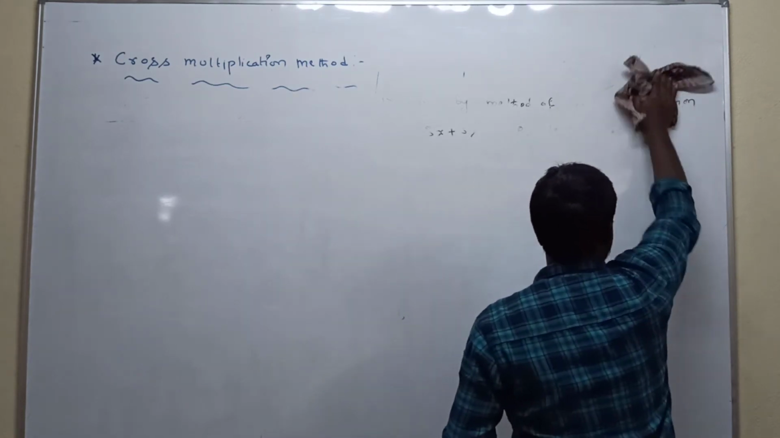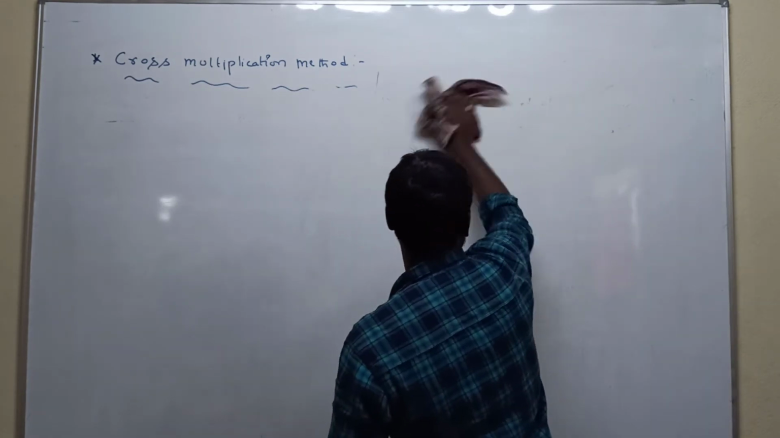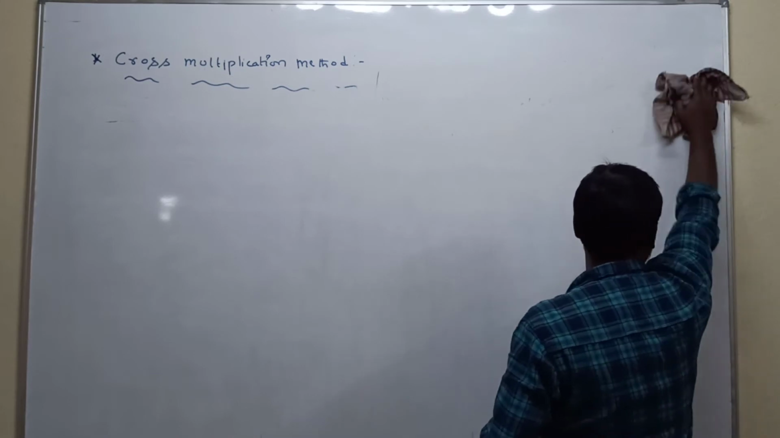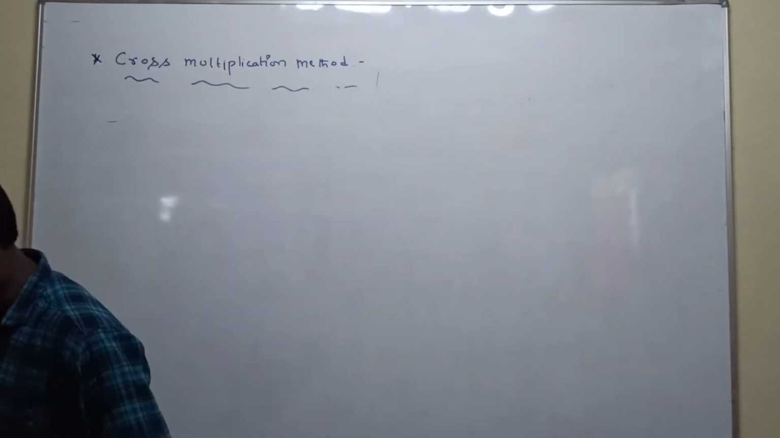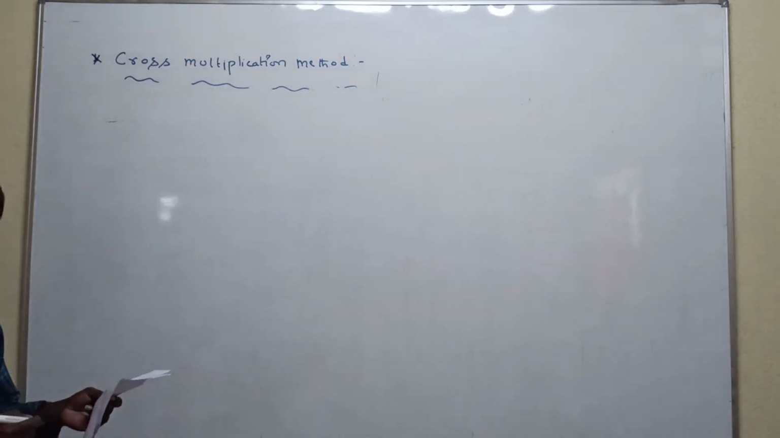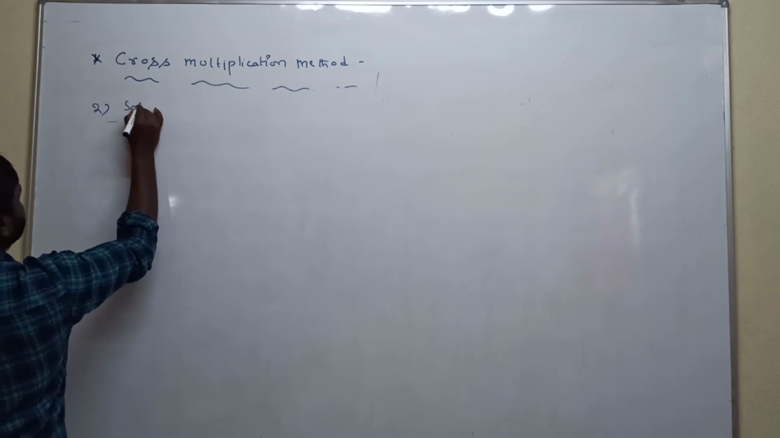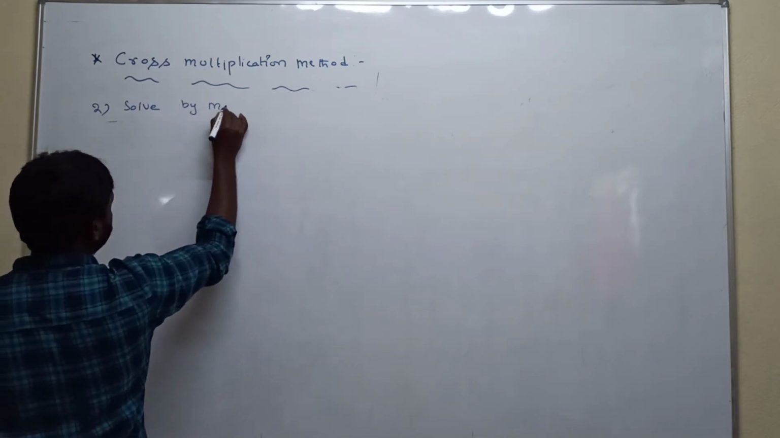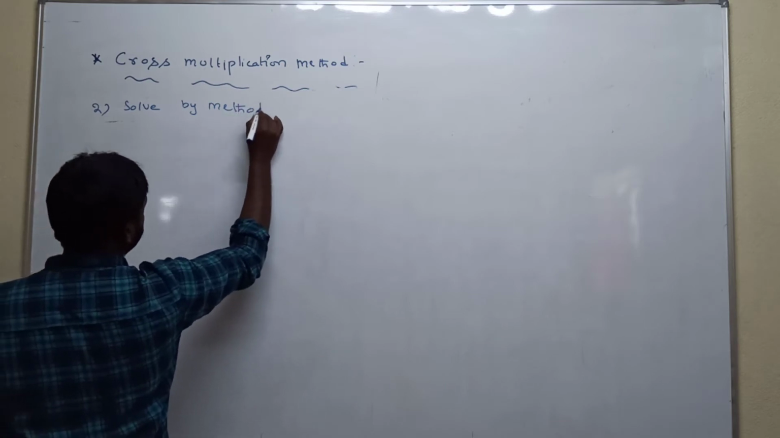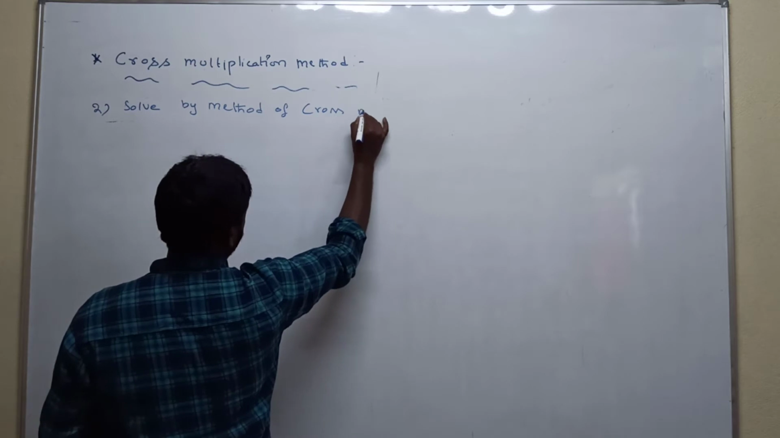So very simple. What are the given equations? We can write them as they are. After applying the cross multiplication method, we can write the first equation, x, y and cross multiplication. Next, the second equation, x, y quotient. This second question: solve by the method of cross multiplication.